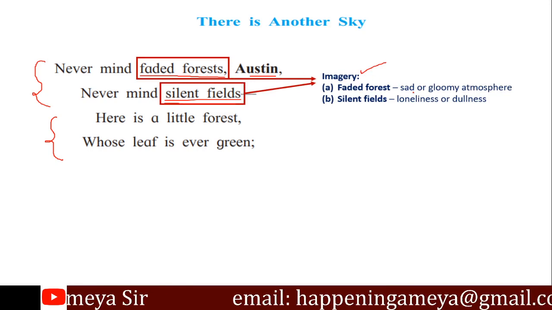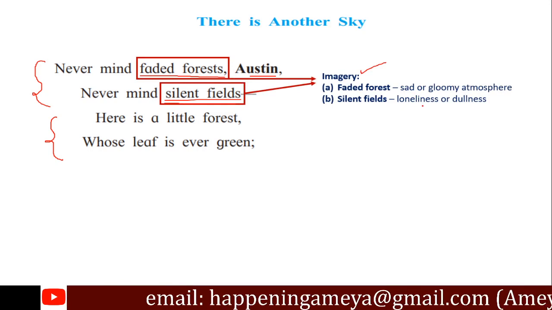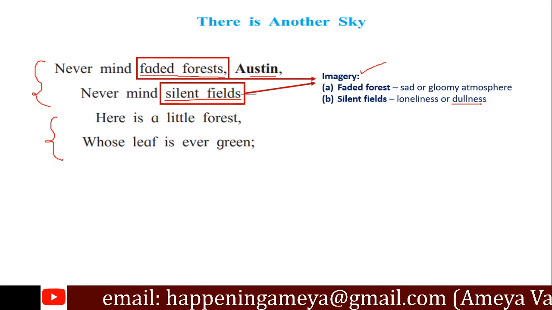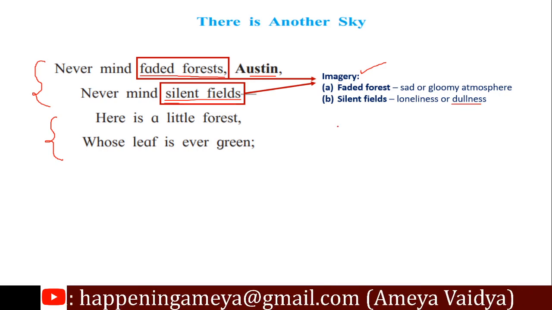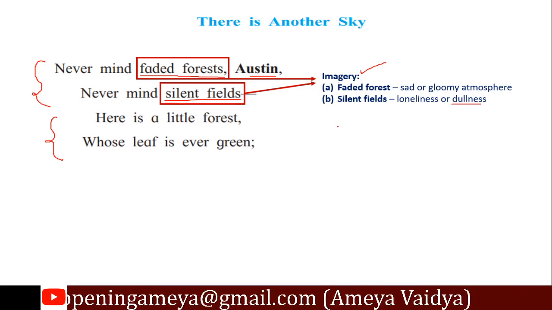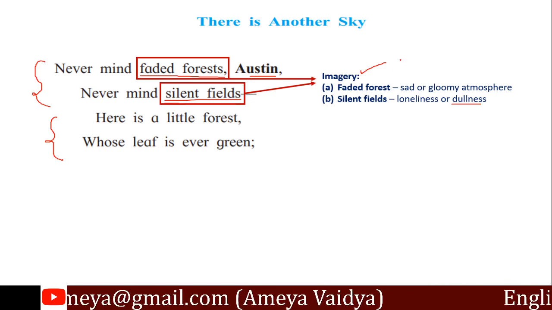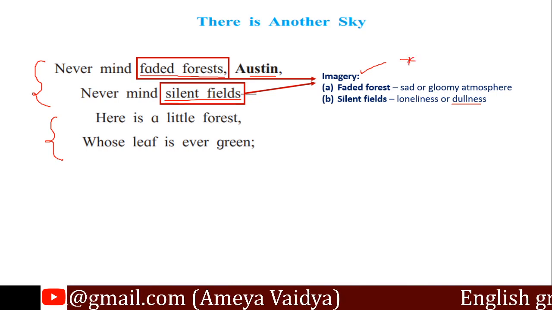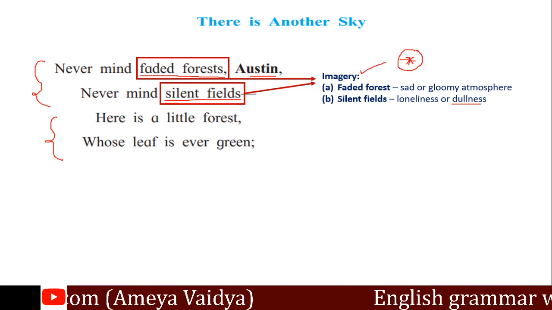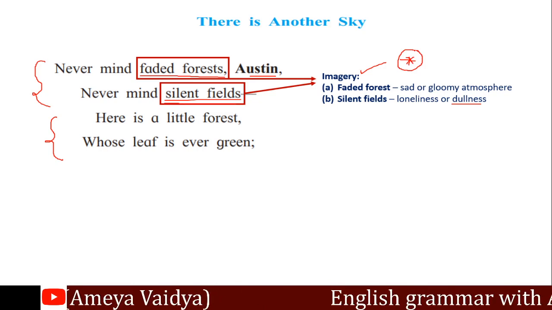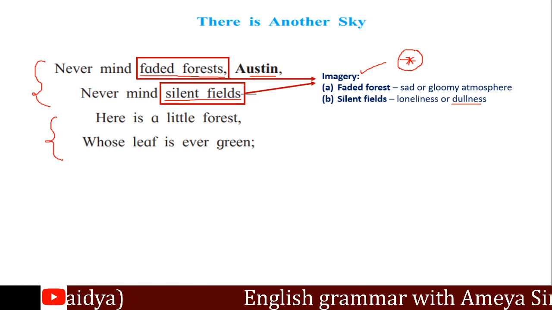By faded forest, she means a sad or gloomy atmosphere. And by silent fields, I've said that already, it means loneliness or dullness of life. Now, this particular thing is called imagery, where the poet uses images, objects to signify certain moods. This is known as imagery. You can mark this as something that is very important. It's a poetic device question that is often asked in the board exams as well. When you go next year in the HSC, you'll have that. There are more examples of imagery, but only two as far as this one is concerned.